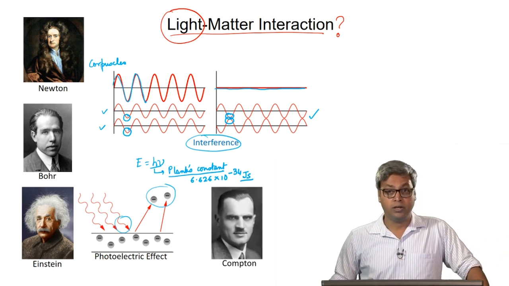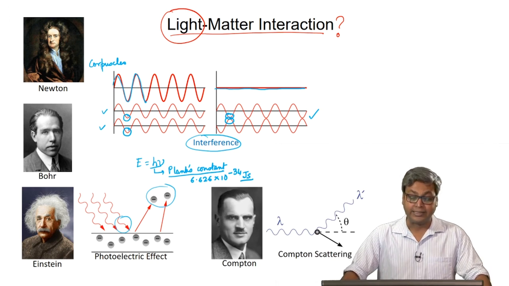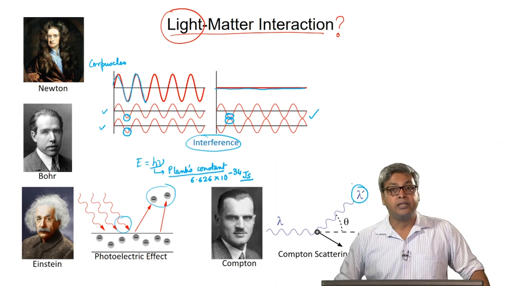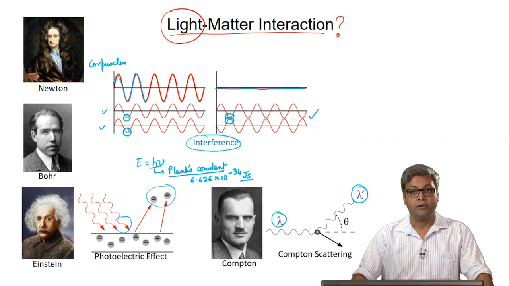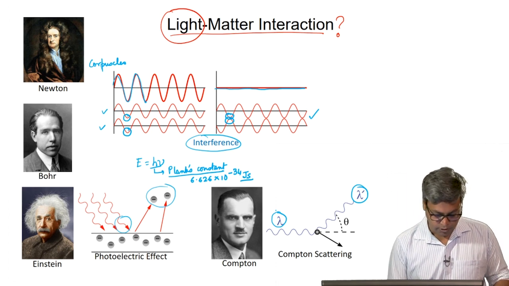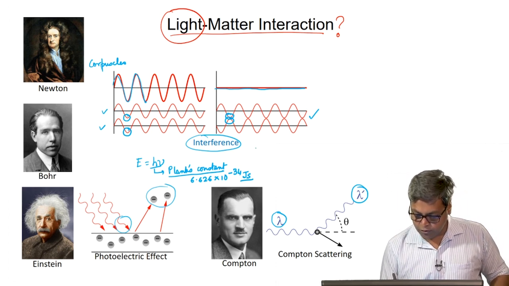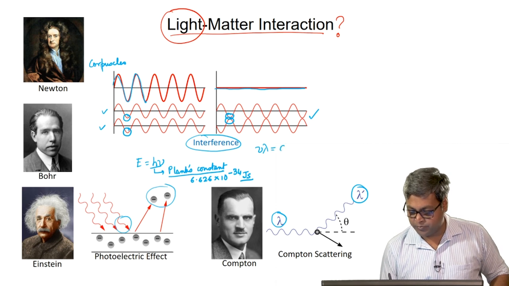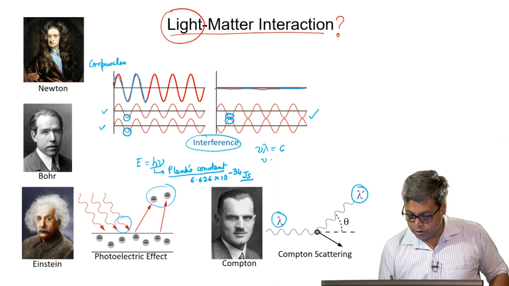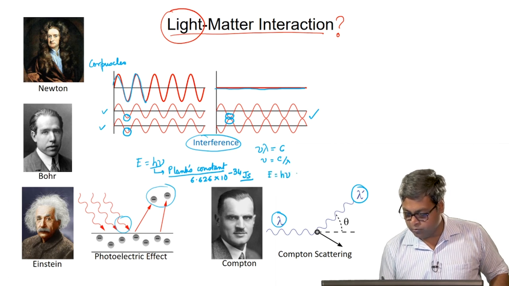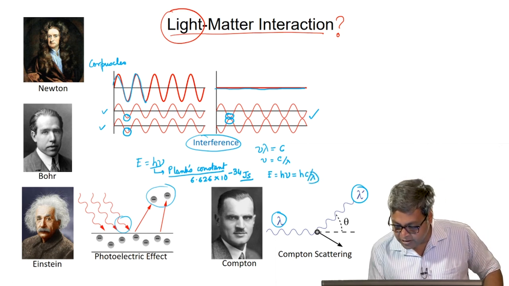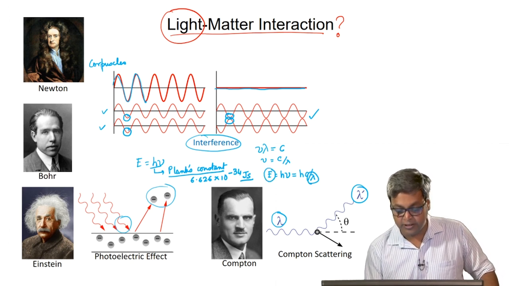Compton later showed that when X-ray hits electrons, the scattered wavelength of the X-ray is different from the initial wavelength of the X-ray. A change in the wavelength refers to a change in energy, because we know E equals h nu, and we also know that if you multiply frequency with wavelength, nu times lambda, we get back the speed of light. So, we can write nu equals c by lambda. In other words, E equals h times nu, we can also write this as h c by lambda. That means, when there is a change in the wavelength, there is a corresponding change in the energy.